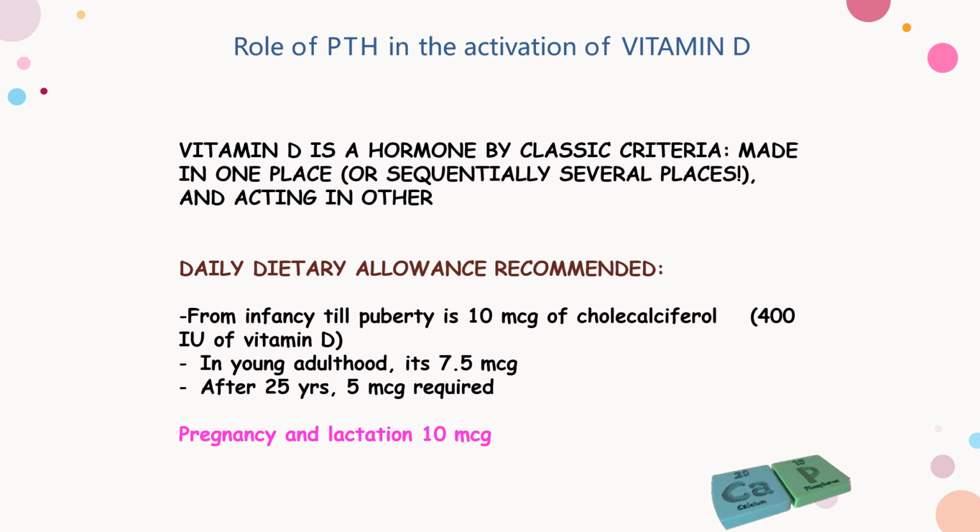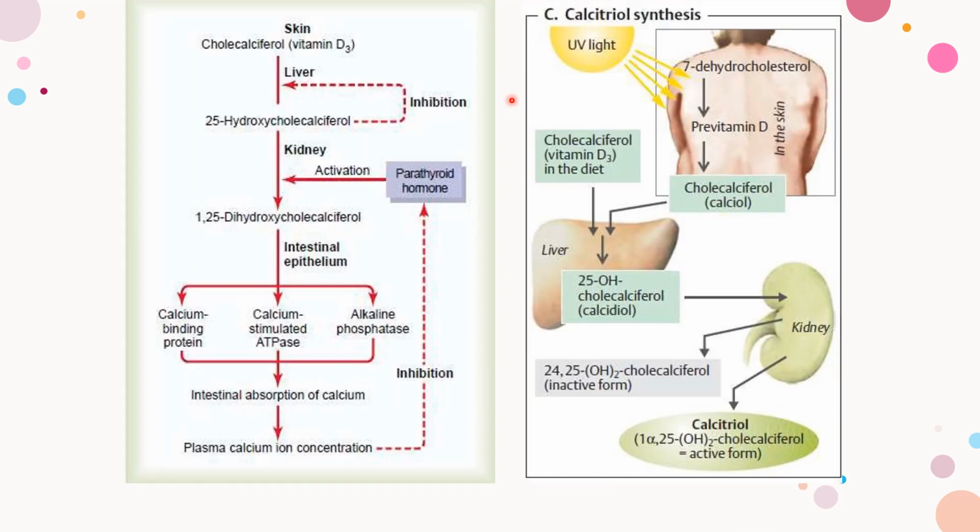From the skin, when it is exposed to sunlight through UV radiation of 290 to 315 nanometers, 7-dehydrocholesterol in the skin is converted to free vitamin D3. In the coming slides, I will show you that. See here, the UV light is helping in the conversion of 7-dehydrocholesterol to free vitamin D in the skin, and that is again converted to cholecalciferol, calciol, in the skin.